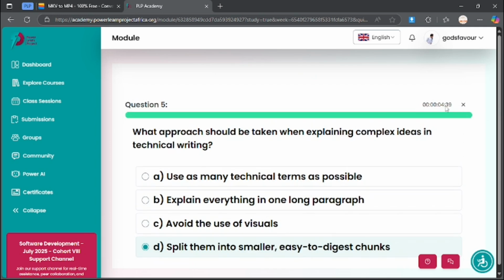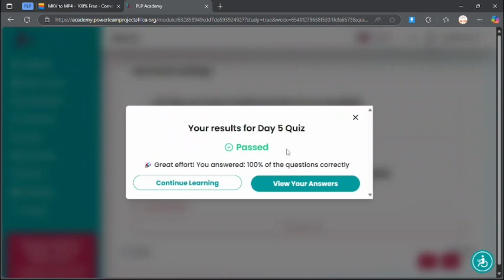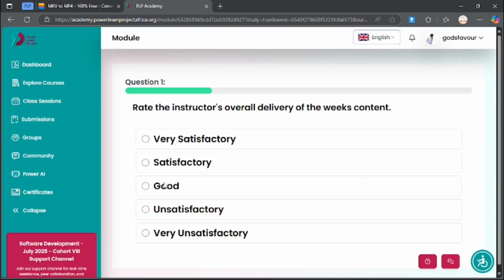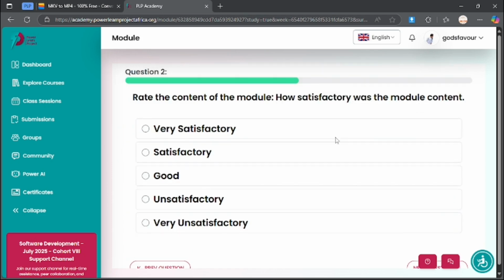Alright, so we have 4 minutes left. So let's send this and then see what we get at the end of everything. As usual, 100%. So we've got 100% in our first trial. We can view our answer, but as usual, let's continue learning so we know what we do here, right?